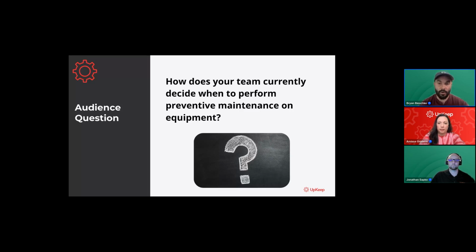So Steven says the OEM determines this. Ooh, it's a slippery slope. We've got to think about that.